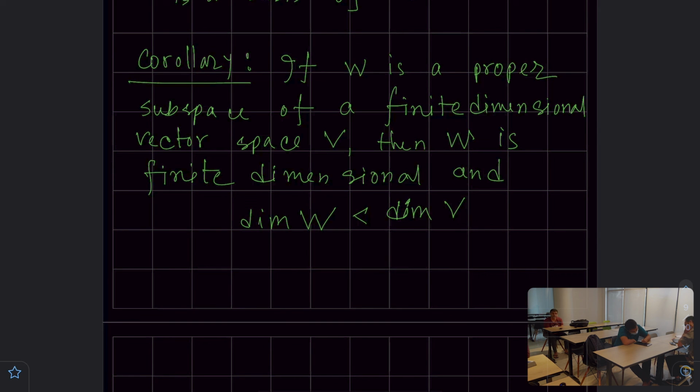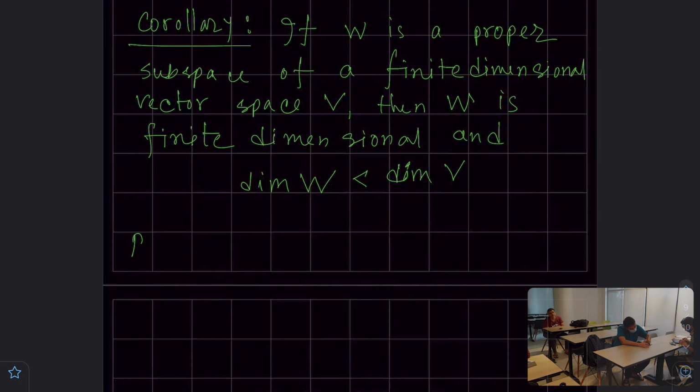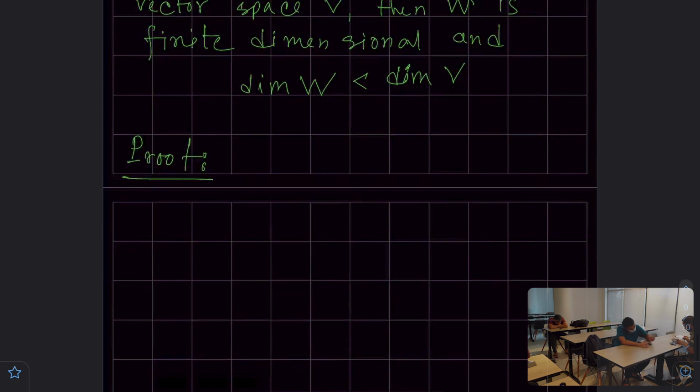So you can actually conclude this corollary from the previous theorem, right? It says that if W is a proper subspace of a finite dimensional vector space V, then W is finite dimensional and the dimension of W is less than the dimension of V. Okay. So let me give you a sketch of the proof. Without loss of generality, we can consider that W contains a non-zero vector U. Okay. So I'm considering that W is not empty.